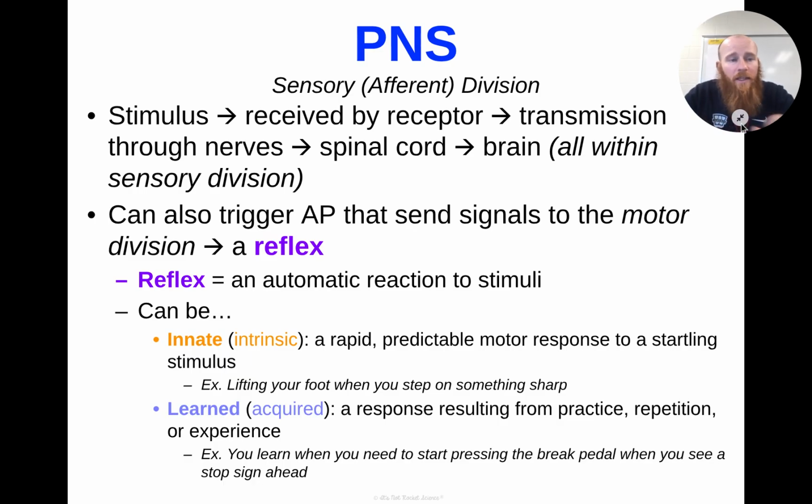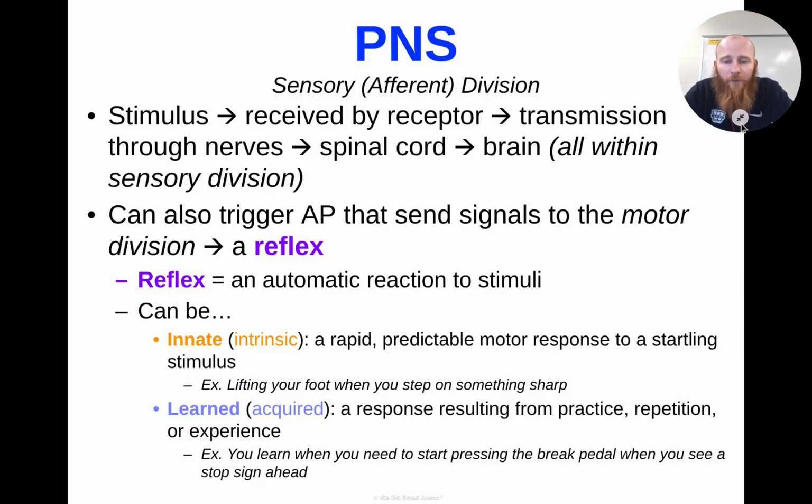We're not delivering a signal yet in terms of what to do about it. So it's all about the sensory side of things right now. But this can also trigger an action potential that will then send signals to the motor division, right? So this process, even though it is going to naturally relay information, it can also trigger a secondary action potential that can then actually send motor signals without it having to go all the way up and through the entire process of having a decision made in the brain. And we call these reflexes.